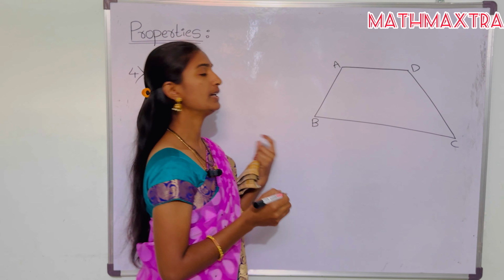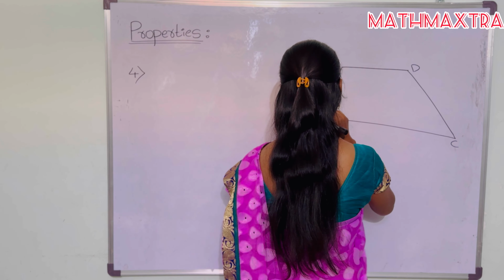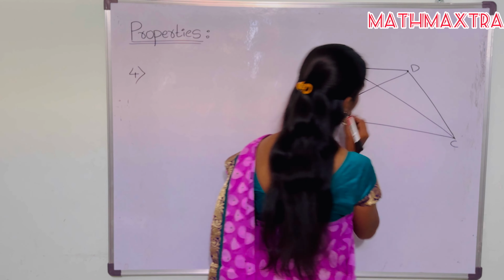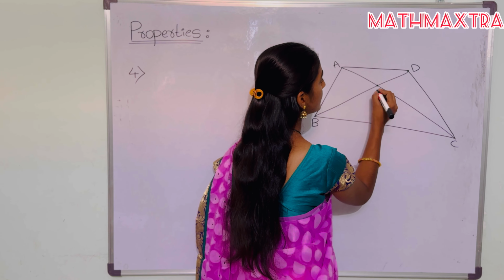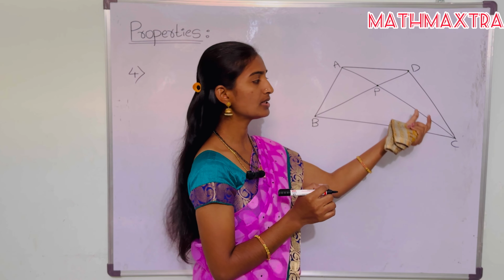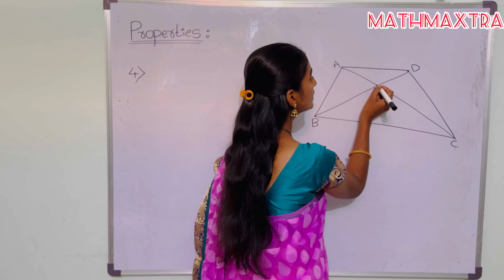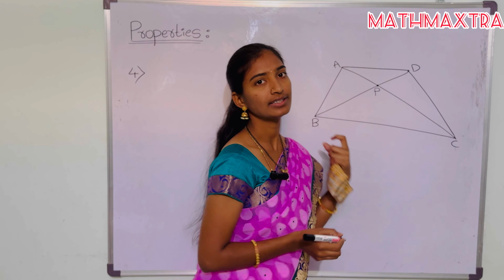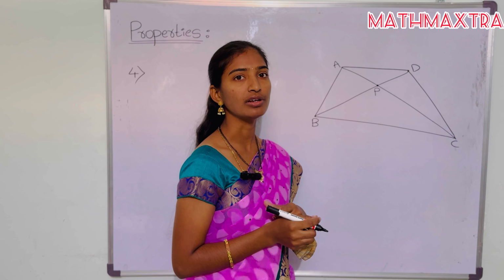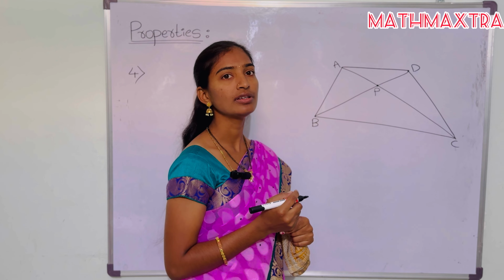The fourth property is: you take one trapezium and draw its two diagonals. This is one diagonal and this is another diagonal. This is the intersection point of these two diagonals, the intersection point of the AC and BD diagonals. So how do these diagonals intersect? Always, in a trapezium, the diagonals intersect proportionally. How can we prove that the diagonals always intersect proportionally? Now we will prove it.